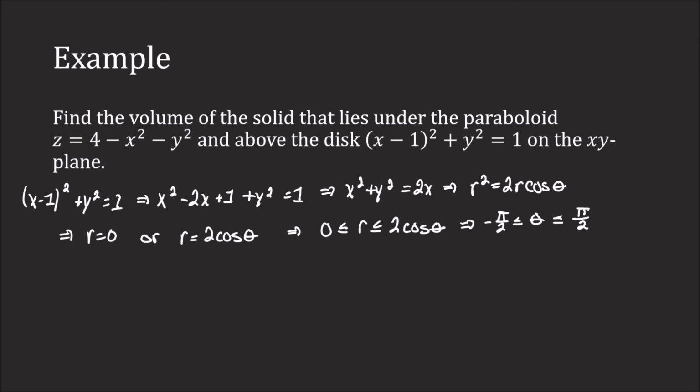So our region can be described as the set of all ordered pairs r theta such that negative pi over 2 is less than or equal to theta, which is less than or equal to pi over 2, and 0 is less than or equal to r, which is less than or equal to 2 cosine of theta.